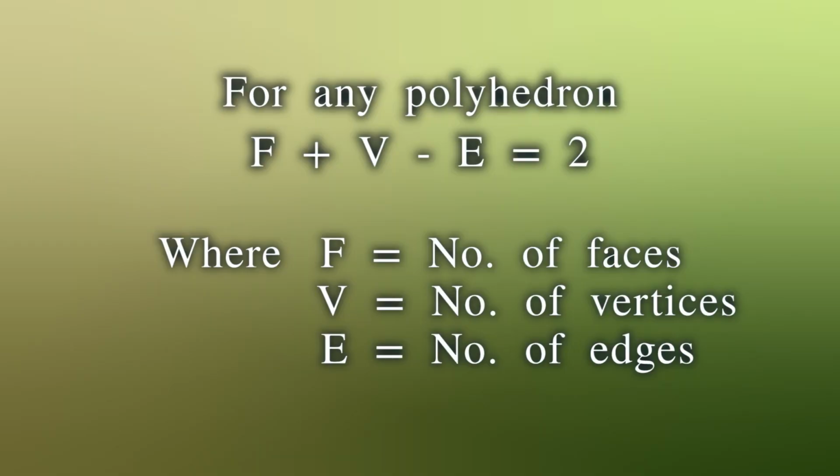Next, moving on to Euler's formula. Now, let us observe a wonderful relationship between the number of faces, vertices and edges of a polyhedron, which was first observed by the great famous mathematician Euler. For any polyhedron, Euler's formula states F plus V minus E equals 2, where F stands for the number of faces, V stands for the number of vertices and E stands for the number of edges.